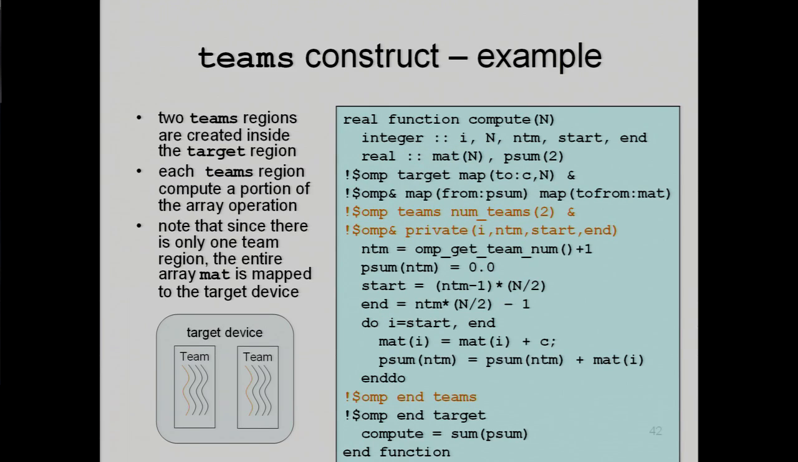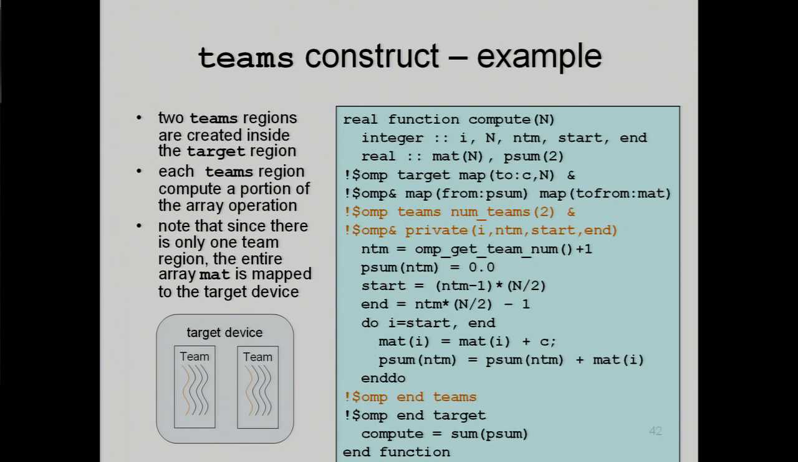Let's look at an example. The same old example that we have been using: we have a compute function, and we do the target, offloading the computation to a target device, and we map the appropriate data as before. Inside the target region, I create a teams of two, I mean two teams. So in the target region, I have two teams here.